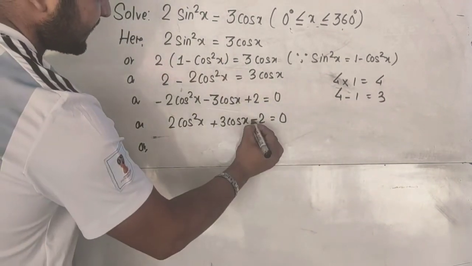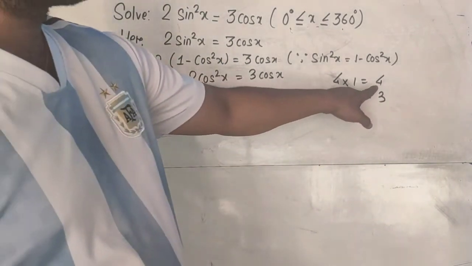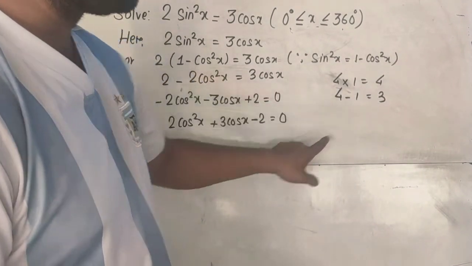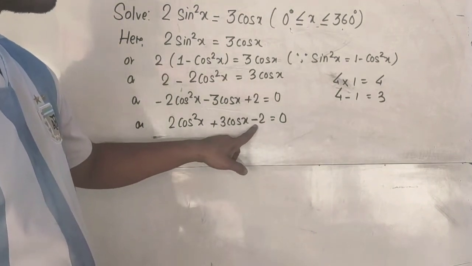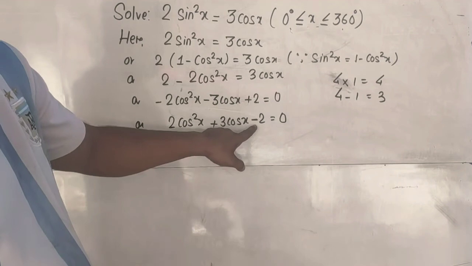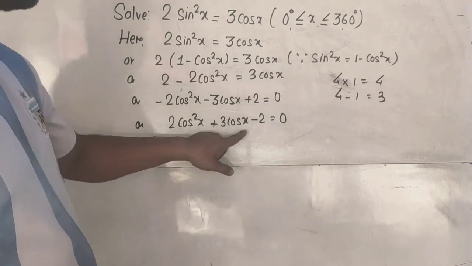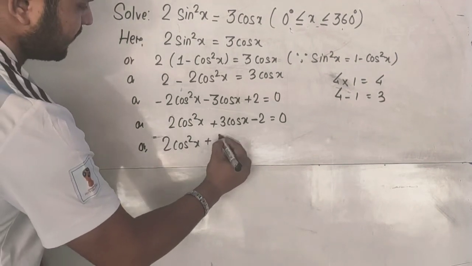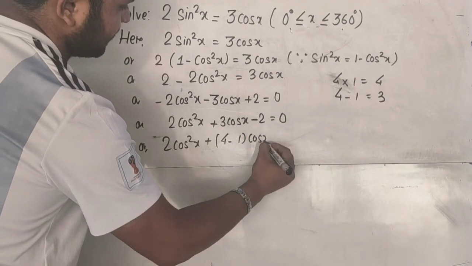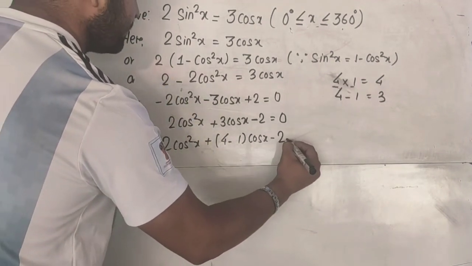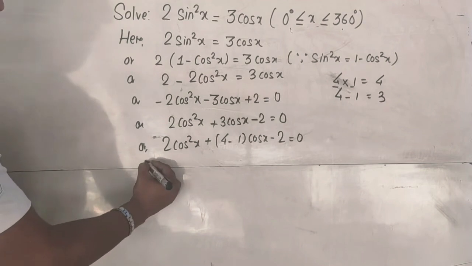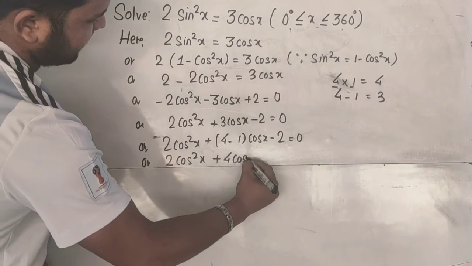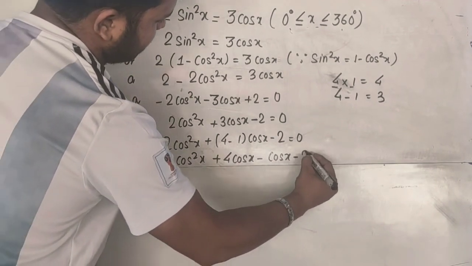So why minus? Because the last sign here is minus. If here was plus, we would have looked for the two numbers which when added give us 3. Now in place of this 3 cos x, I'm going to write 4 cos x minus 1 cos x, because the numbers here are 4 and 1. So 2 cos square x plus 4 cos x minus cos x minus 2 equals 0.